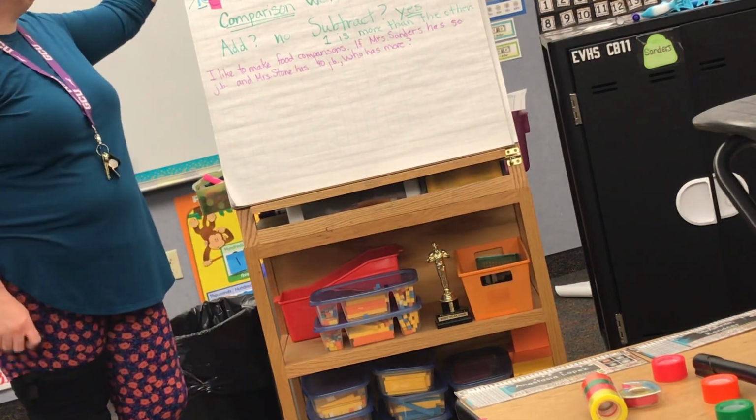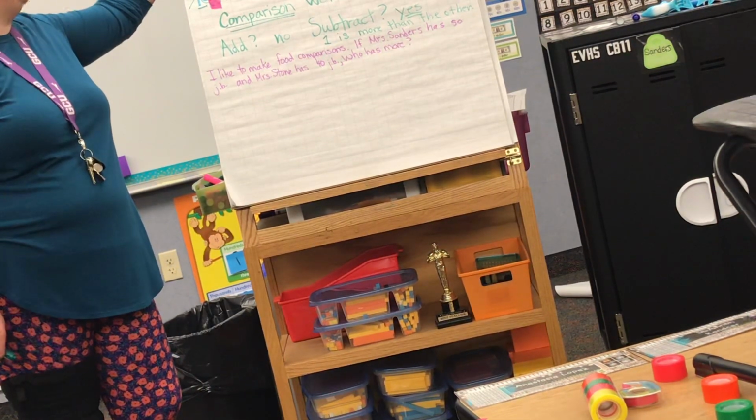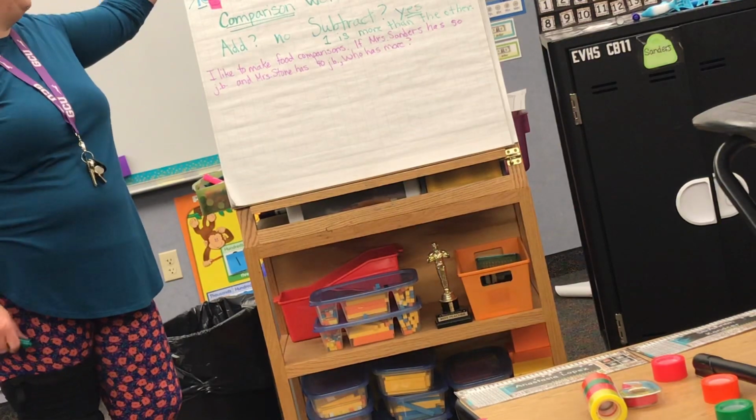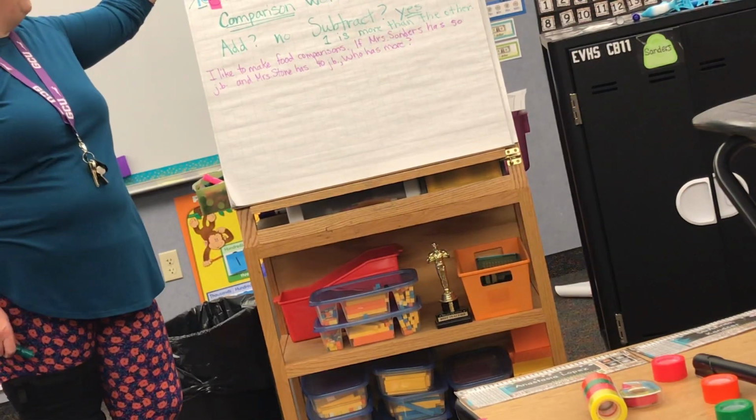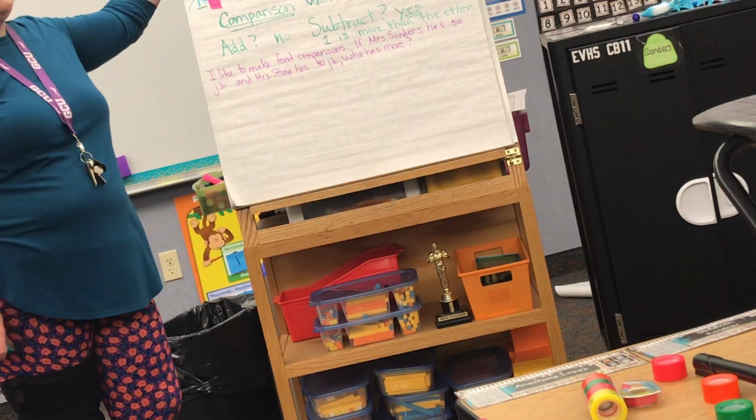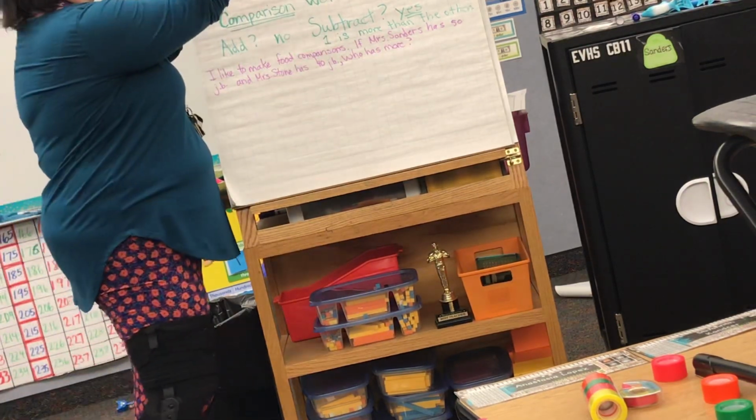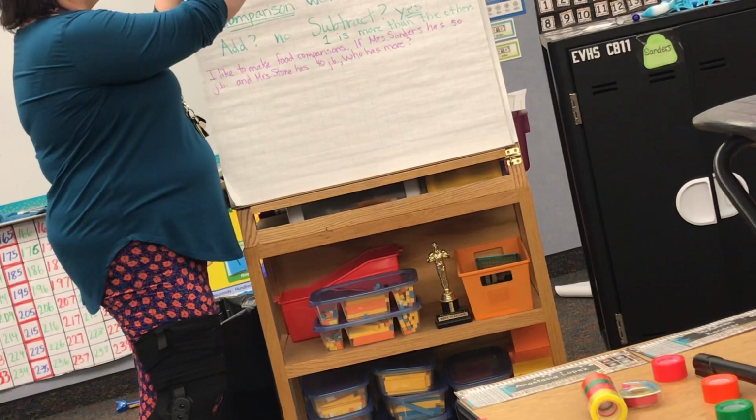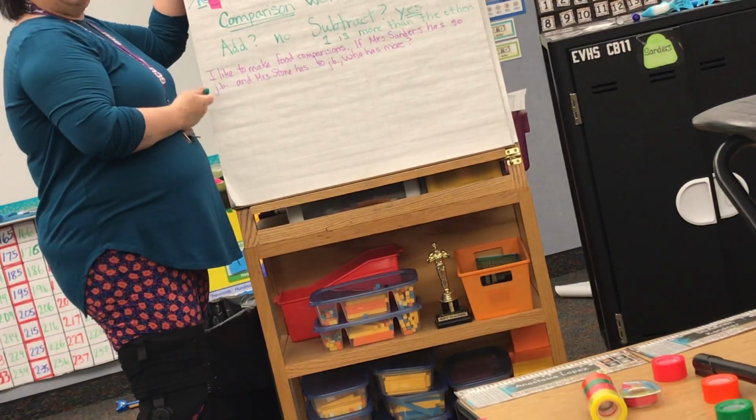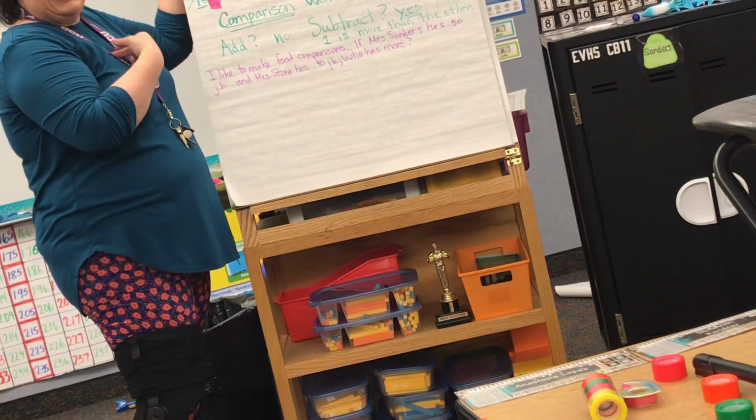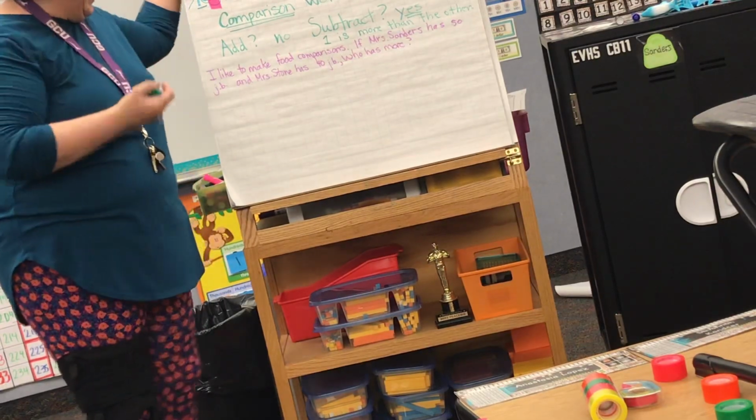It says Meg has 50 paper clips. Rex has 40 paper clips. Who has more? How do you know? Looks like this is a comparison word problem. So we have 50 here and 40 here, but who wants to compare paper clips? I like to think of it like food or candy.